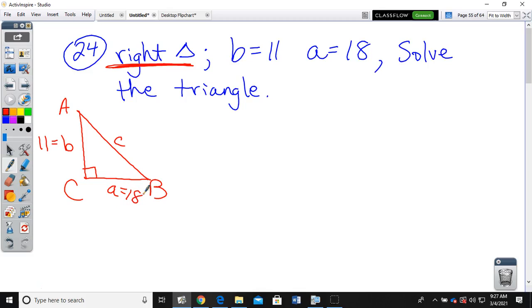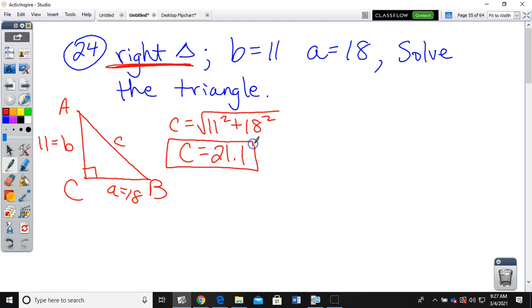And now we're solving the triangle. All right? The first thing I would find is what? C. Hypotenuse. 11 squared plus 18 squared. Now, the great thing about this is the directions say to round. So if that's the case, I can just put that whole thing in my calculator and take the square root and get the nearest tenth. Okay? So that should be 21.1. Okay?